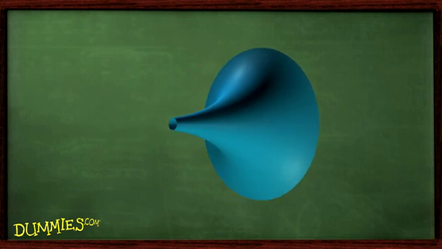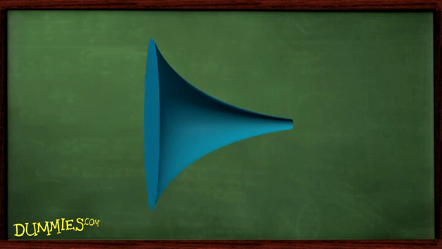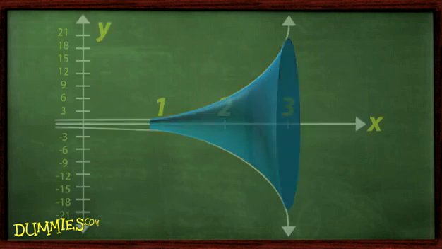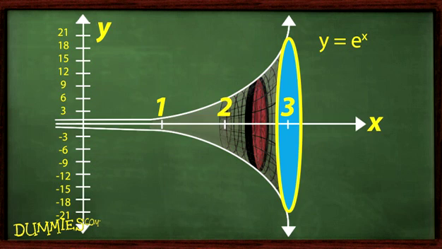A couple different methods can help you find the volume of a solid with circular cross-sections, like that of a cone. Start with the pancake method. Find the volume of the solid between x equals 2 and x equals 3. You get that by rotating the curve y equals e to the x power about the x-axis.